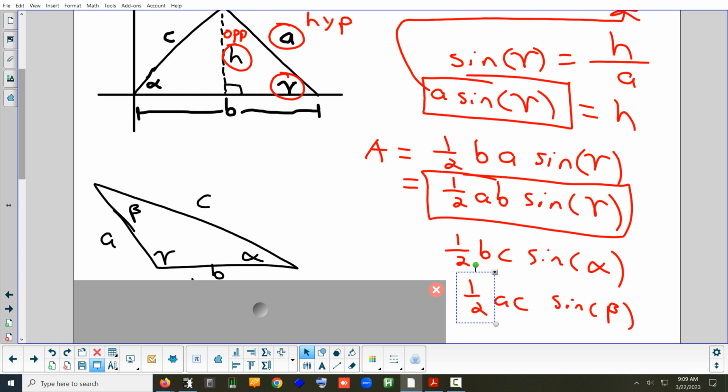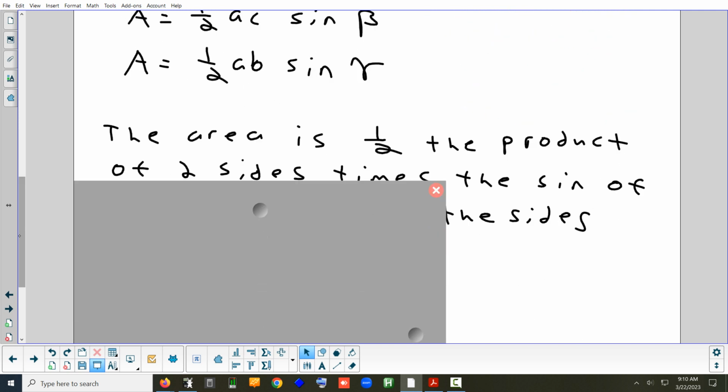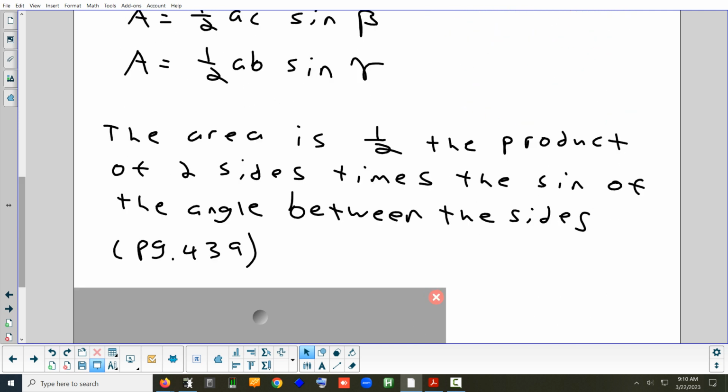Okay. I see a little bit more up there than that, though. Yeah, I want you to describe the pattern in all three of them. So we're a little bit closer with that. You take half of the product of two sides and then multiply it with the sine of the angle that's between them. Exactly, that's the pattern. It's half the product of any two sides times the sine of the angle between them. It's almost exactly what I wrote. The area is half the product of the two sides times the sine of the angle between the sides.